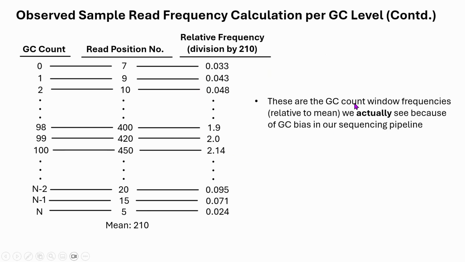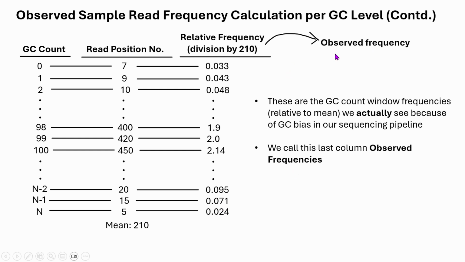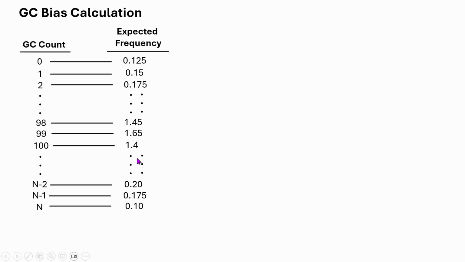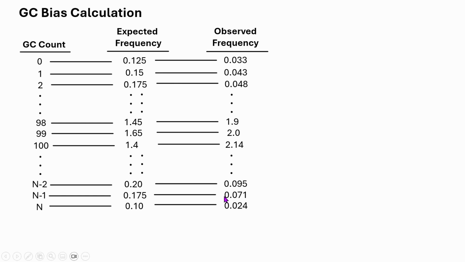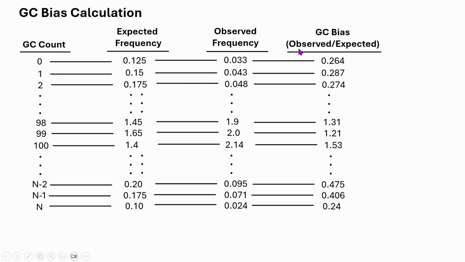Now understand that these are the GC count window frequencies we actually see because of GC bias in our sequencing pipeline. And that is why we call this last column observed frequencies. And so we are going to name it in this way. Now, finally, we can calculate the GC bias. We have the GC count. We have the expected frequency we calculated previously. We also have the observed frequency we got previously. Now we can get the GC bias by dividing the observed frequencies by the expected frequencies. So we can get these values.